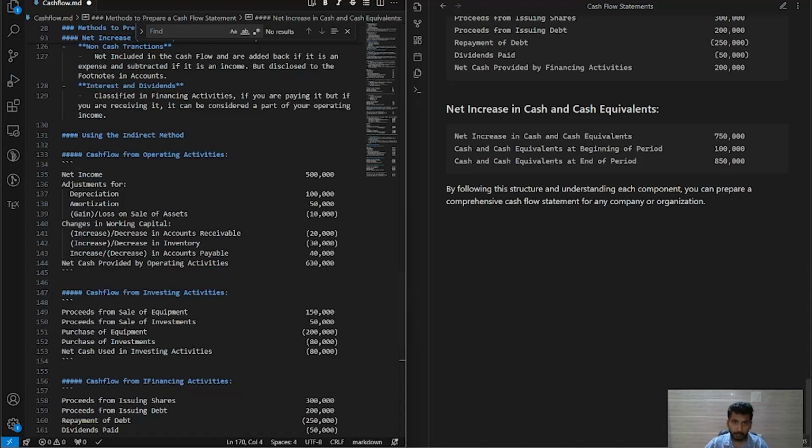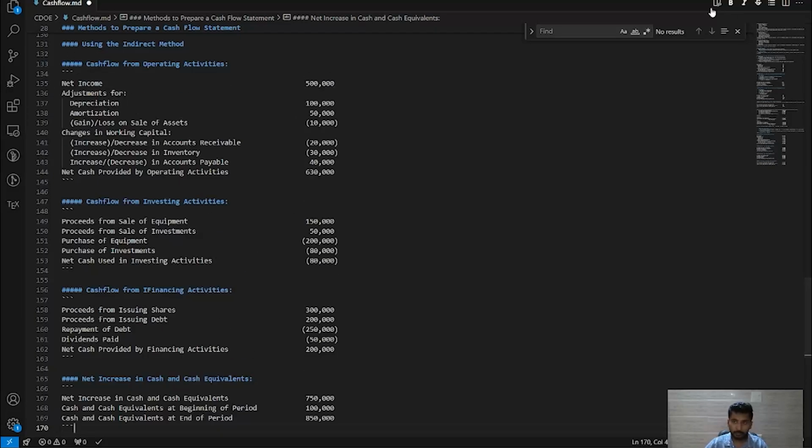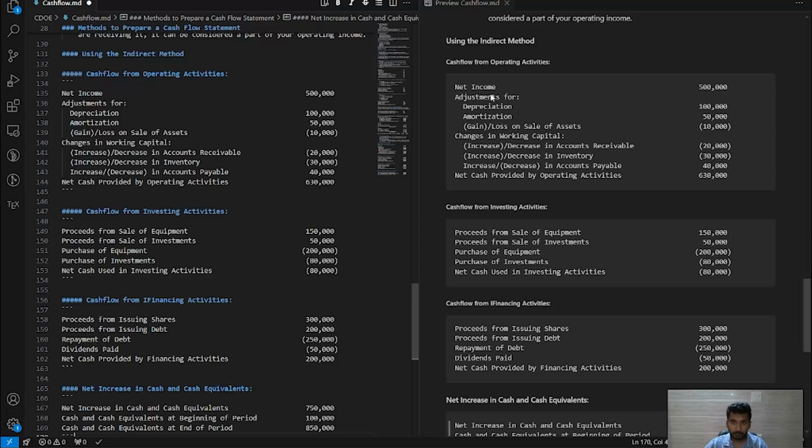Okay. Now let us understand what has happened. We have just made the question, but we haven't understood it. So what did we do using the indirect method? First of all, we assume that we have a net income of rupees 5 lakhs, out of which the depreciation is rupees 1 lakh and the amortization is rupees 50,000. Gain and loss on the sale of asset is rupees 10,000. Then we adjusted for changes in working capital from the balance sheet. We have 20,000, 30,000, 40,000, and so the net cash provided by operating activities is 6 lakh 30,000.